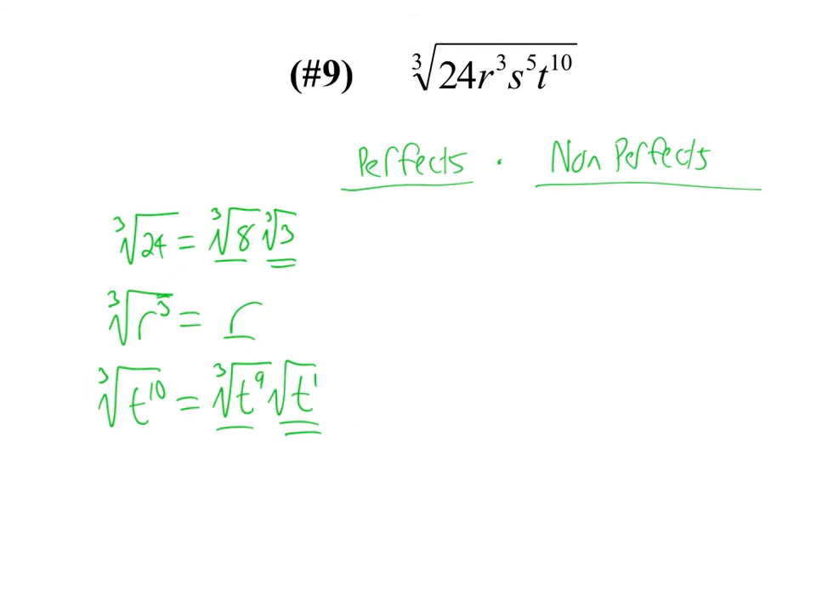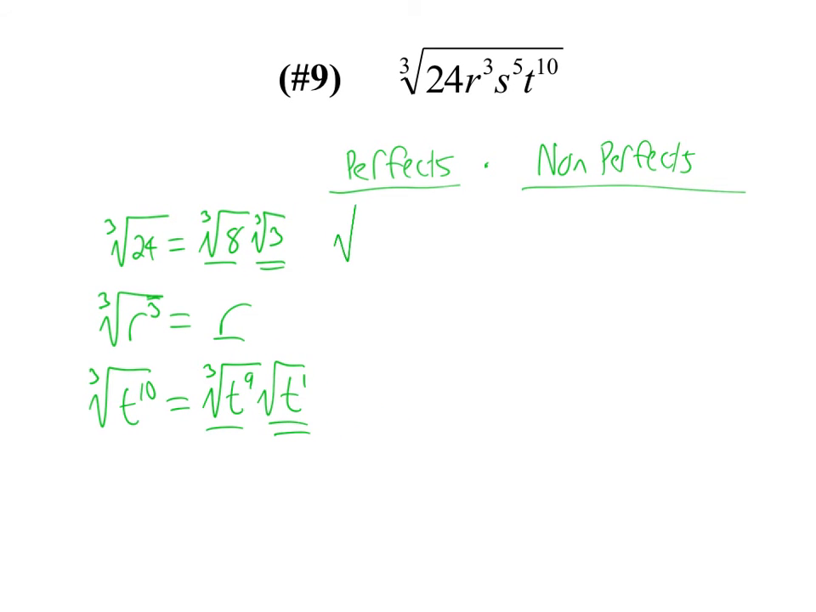So now let's split this up. We're going to put our perfects over here. So we're going to do the cube root. Keep the cube root where it is for now. Cube root of, so we split up our perfect cube root of 24 into cube root of 8. Then we had r, and then we had t to the 9th. Times, and then we had the cube root over here. What the non-perfects were, we had cube root of 3. We also had t to the first.